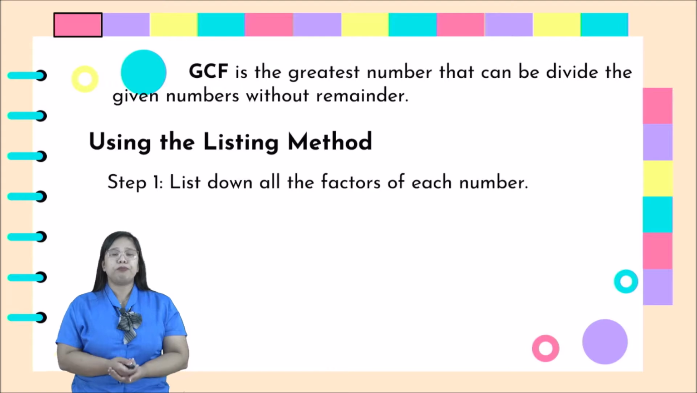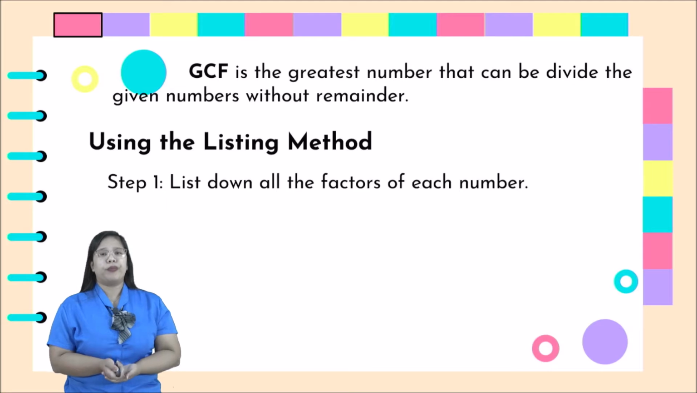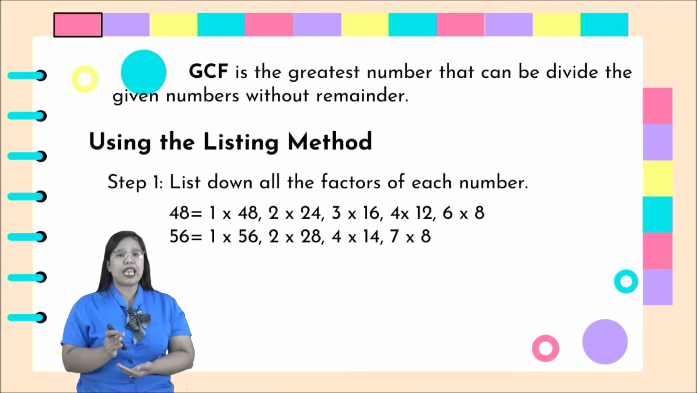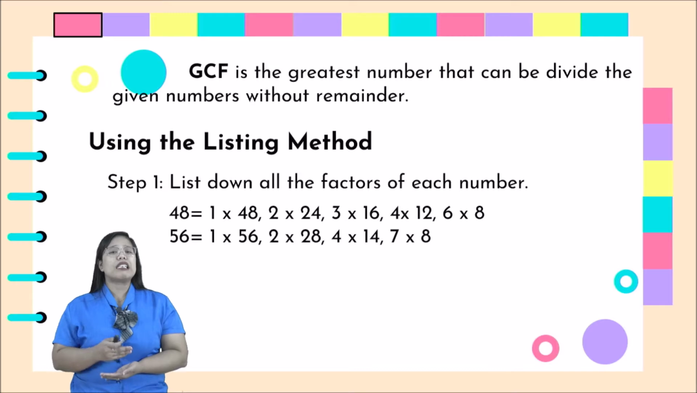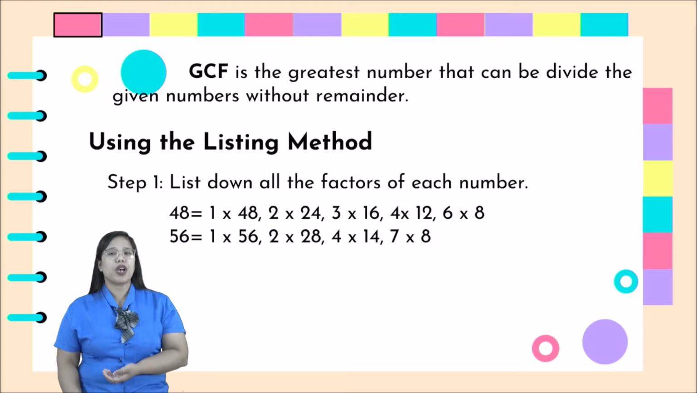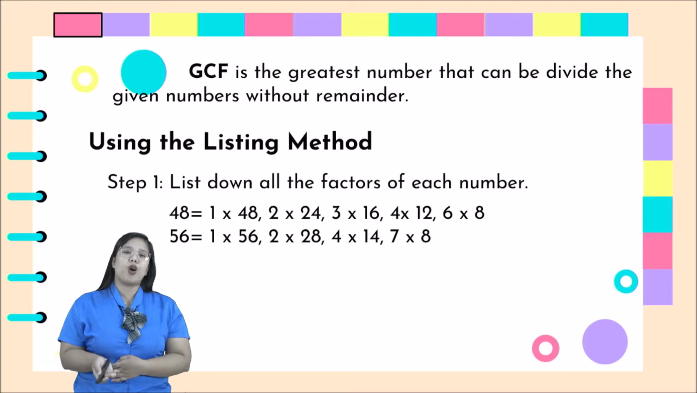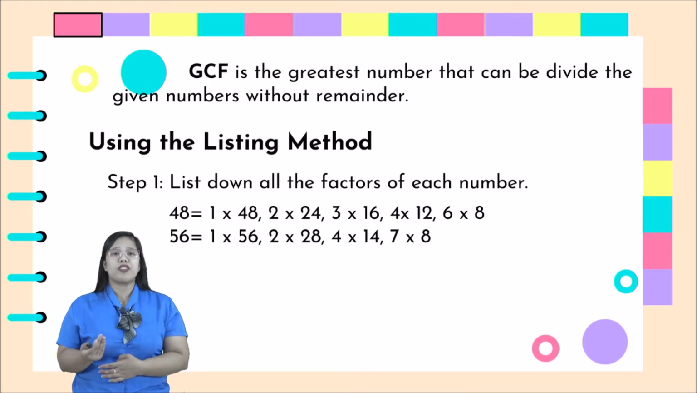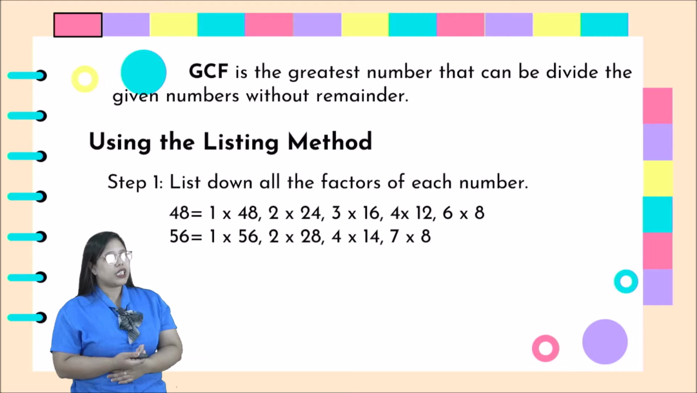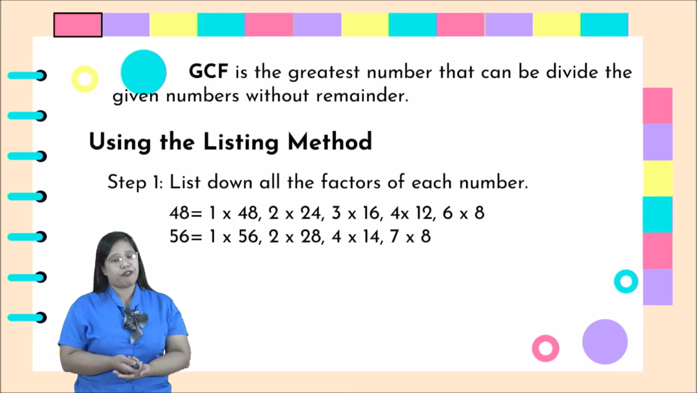We will use the listing method in finding the GCF. First, we need to list down all the factors of each number. We have 48 and 56. We will list down all the factors of 48. 1 times 48 is 48, 2 times 24, 3 times 16, 4 times 12, 6 times 8. Let's proceed with 56. We have 1 times 56, 2 times 28, 4 times 14, and 7 times 8. All of them will have an answer of 56.